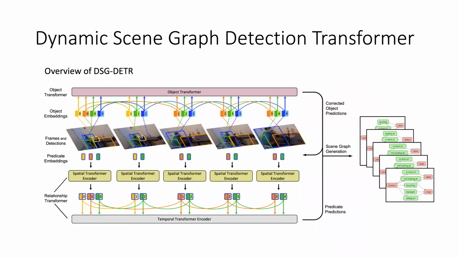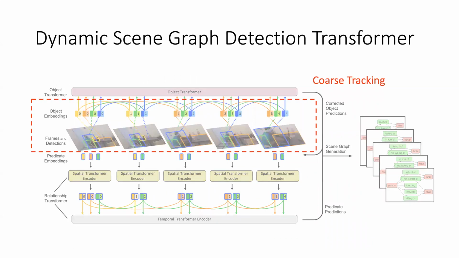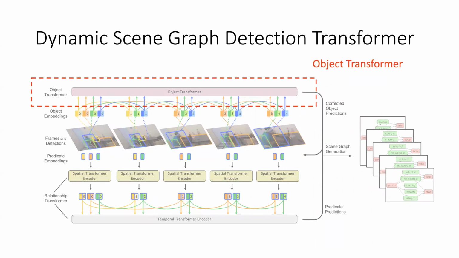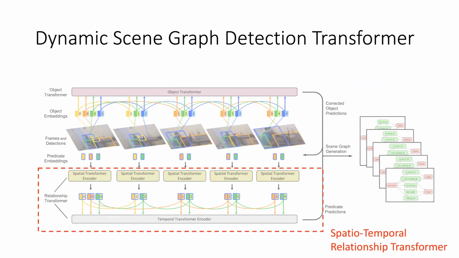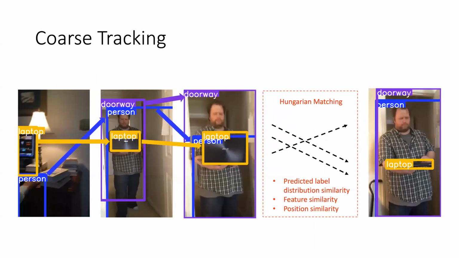To model these two dynamics, we propose the dynamic scene graph detection transformer, DSD, which consists of three parts: cause tracking, object transformer, and a spatial temporal relationship transformer. The cause tracking uses the Hungarian matching algorithm to construct the object sequences for each video. The matching is based on the similarity of predicate label distribution, the feature from FastRCN, and the bounding box position.